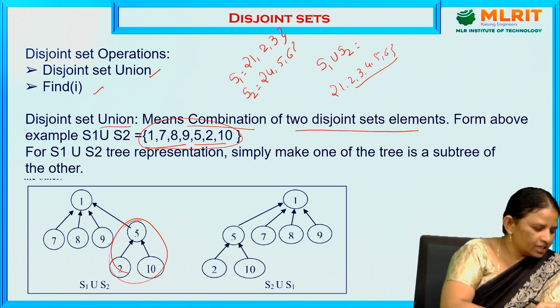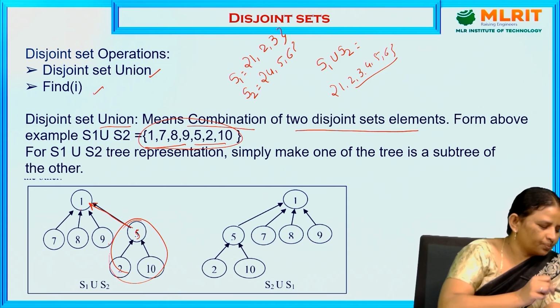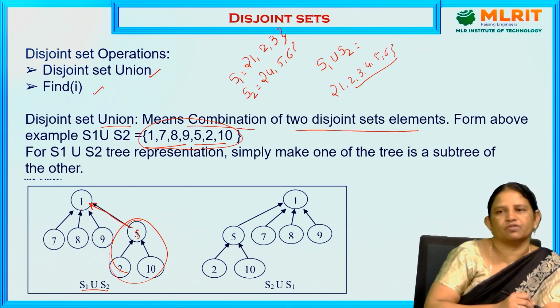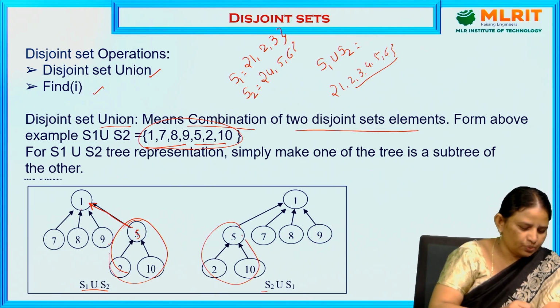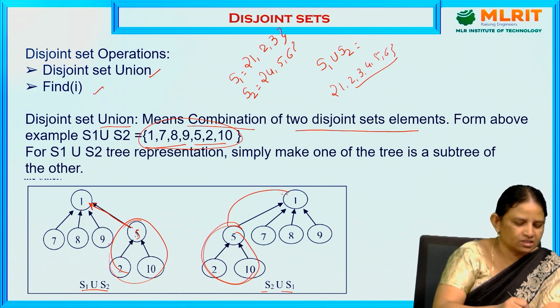Again, 5 is another set. Make 5 the parent of 1. Then this is called S1 union S2, or S2 union S1. It means the second set is added to the first set and one of the elements is made the parent.